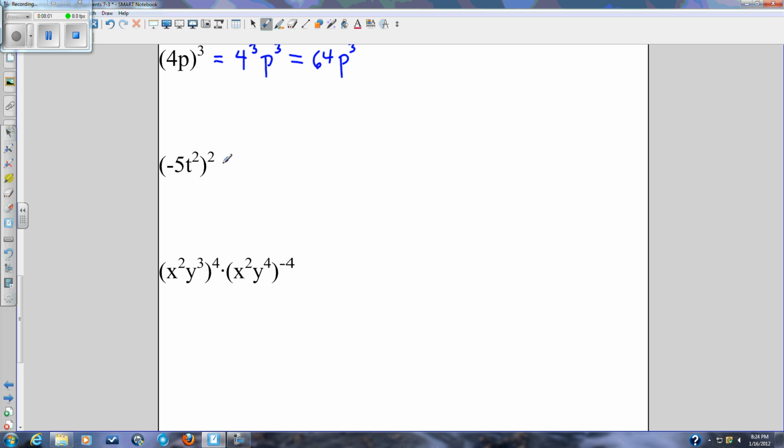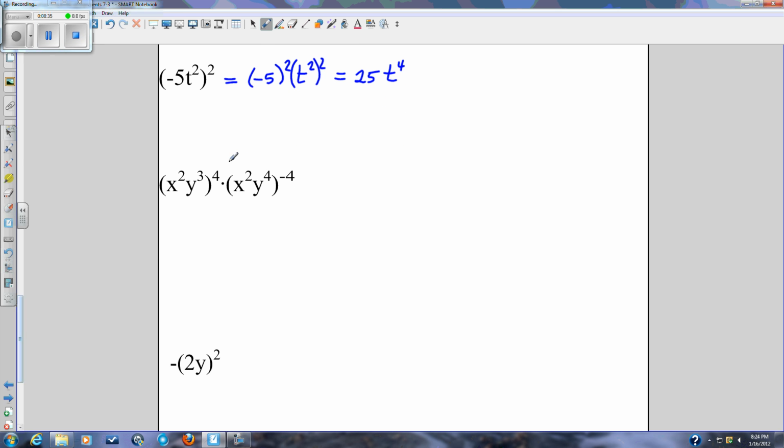Next, if we have negative 5t squared in parentheses raised to the 2nd power, that means you have negative 5 in parentheses to the 2nd power times t to the 2nd raised to the 2nd power. Okay, kind of clever here. Negative 5 to the 2nd is positive 25. Negative 5 times negative 5. T to the 2nd raised to the 2nd power, that's just t to the 4th. And you could have actually multiplied those exponents together earlier if you had wanted to. That would have been fine.